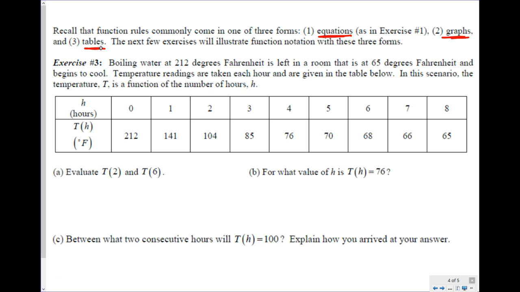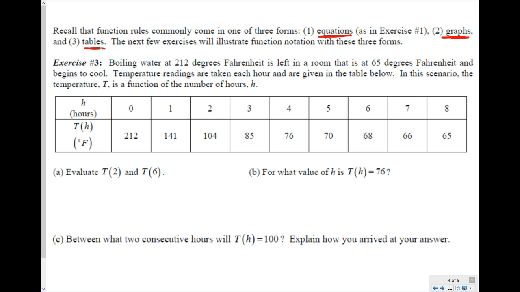So let's talk about an exercise that uses all of these forms of equations, graphs, and tables. Exercise 3 says boiling water at 212 degrees Fahrenheit is left in a room that's at 65 degrees Fahrenheit and begins to cool. So this is saying there's some boiling water in the room, and we're leaving it alone in the room and seeing it's going to cool off if you leave the hot water out. Temperature readings are taken each hour and are given in the table below.